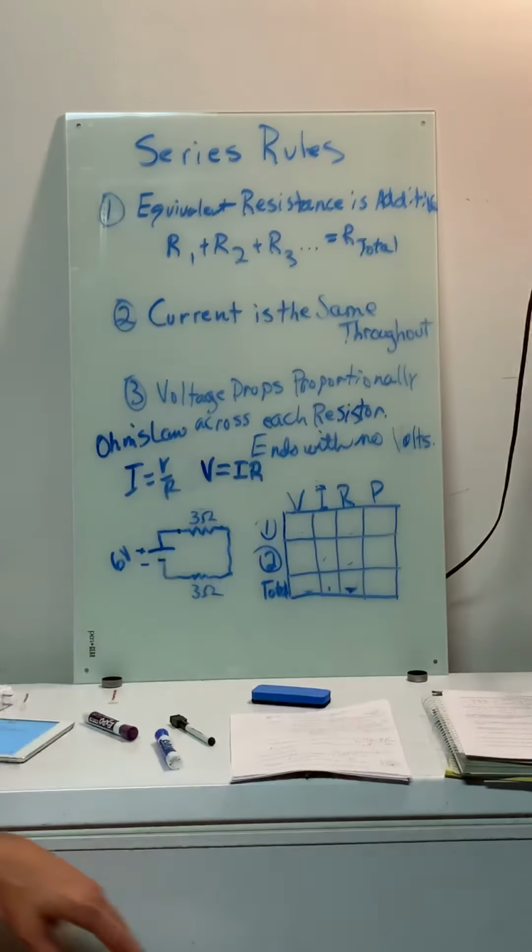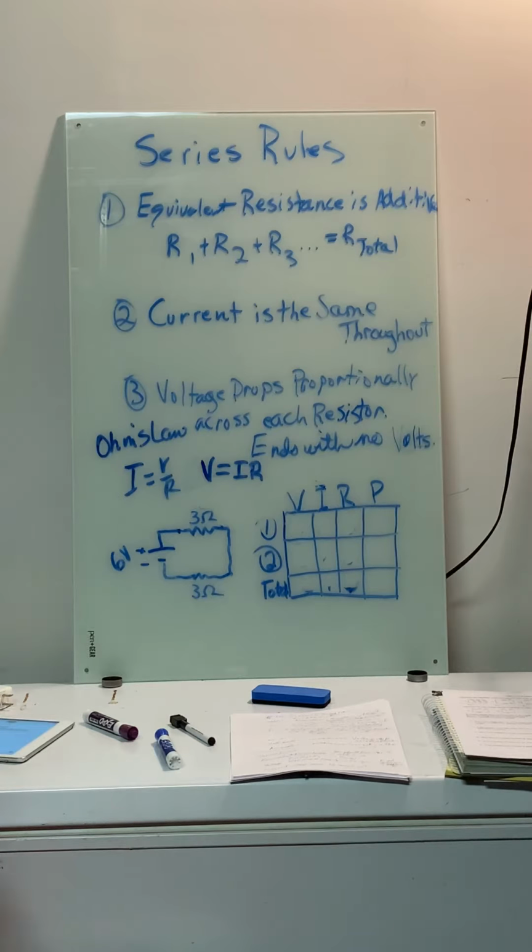Here we've got series rules for DC circuits. We have 3 rules and 1 equation. Actually, we have 2 equations, but 1 equation for now, and at the end I'll tell you the other equation to find power. Okay, the first rule says equivalent resistance is additive. That means resistor 1 plus resistor 2 plus resistor 3, etc., equals R total, or equivalent resistance.